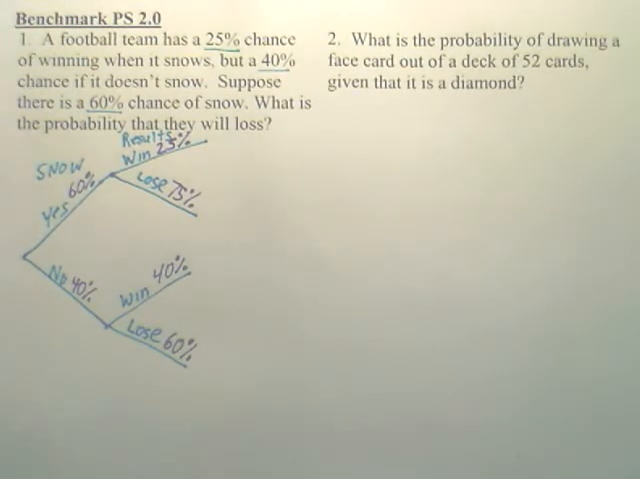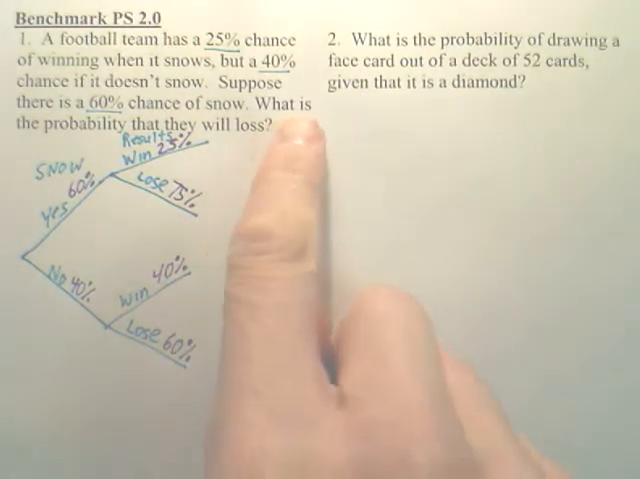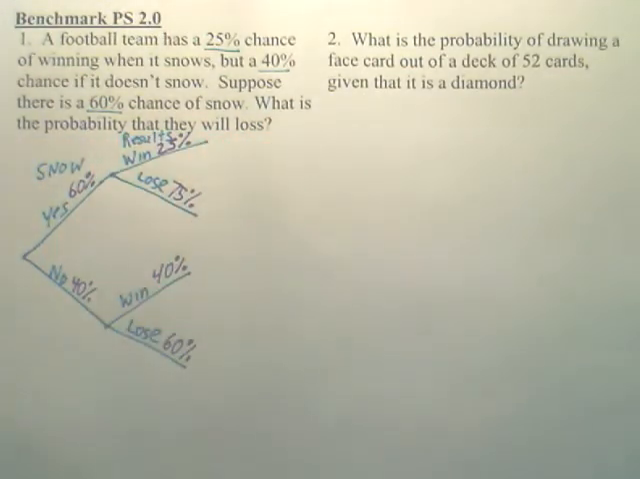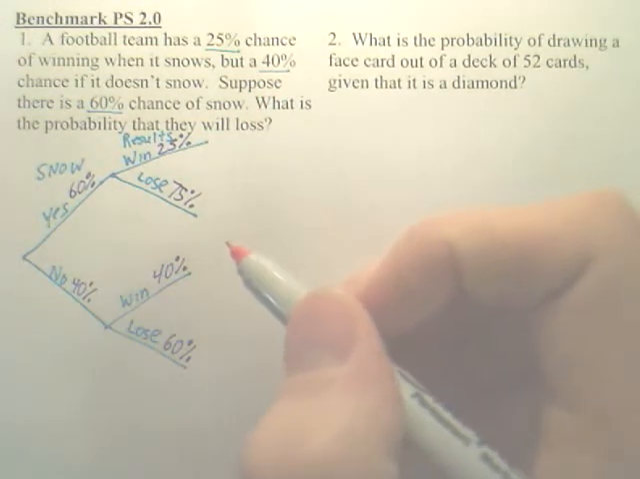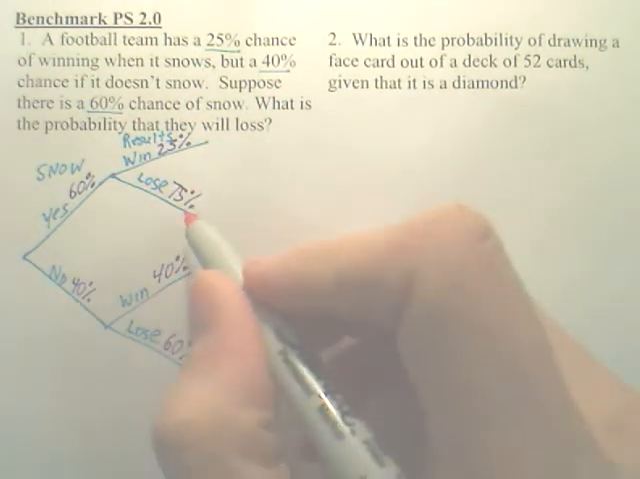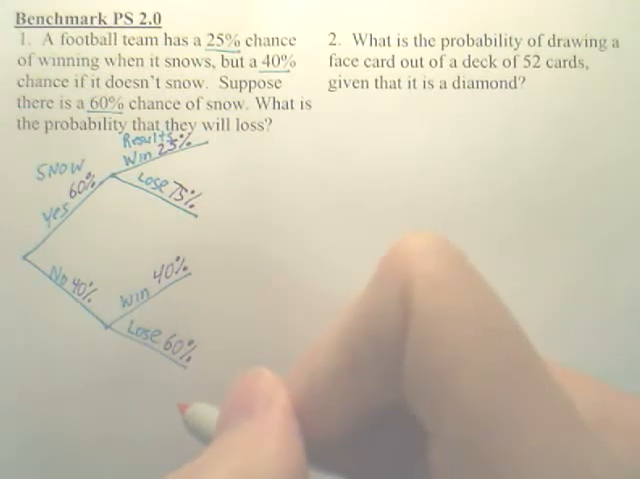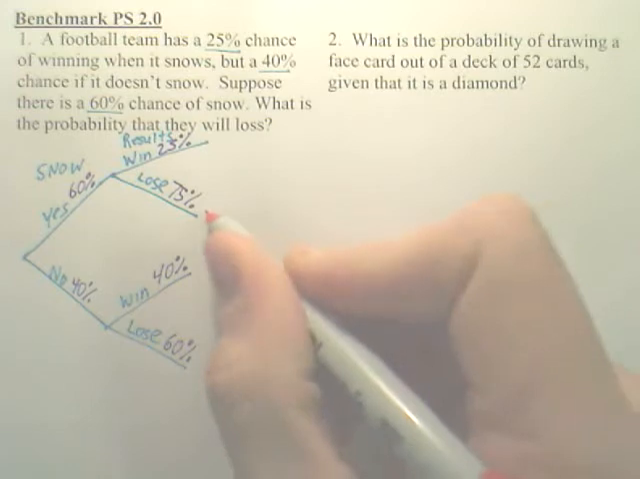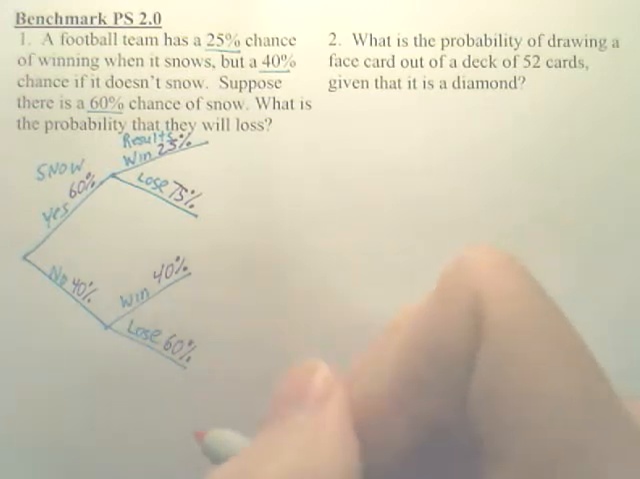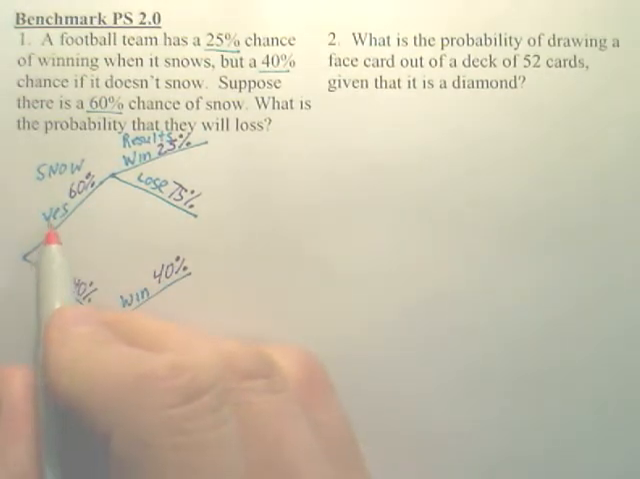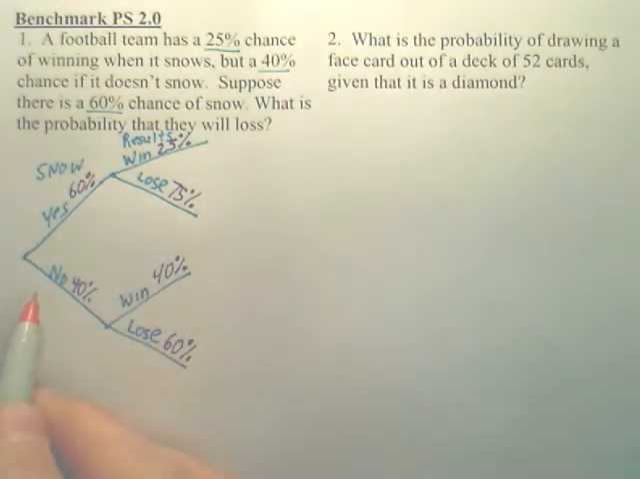Okay. The next question is, what is the probability that they will lose? That's basically just asking, how many different ways could they lose? They could lose if it snows, and they can lose if it does not snow, correct? So don't we have to find both of those? Because either it's going to snow and lose, or it's going to not snow and lose. So we've got to find both of those and add them.